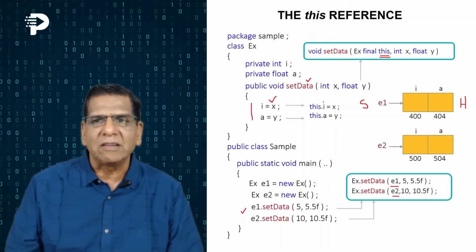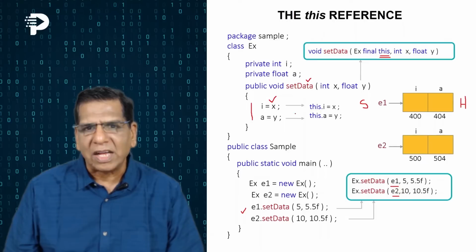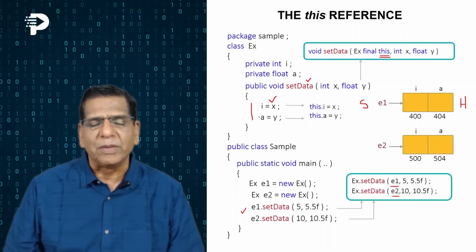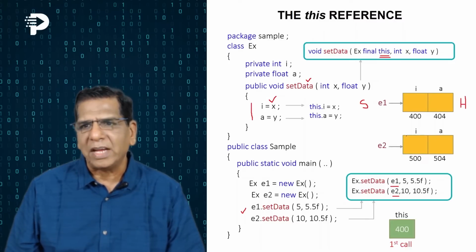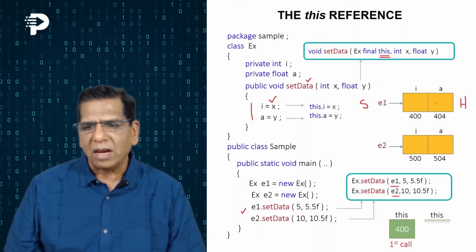And that is the reason why I am able to say that i and a are the ones that belong to the object pointed to by e1 or the object pointed to by e2. When the first call is made, this will contain 400. At 400, which i and a are present? These i and a. In the second call, this will contain 500 because what are you passing?